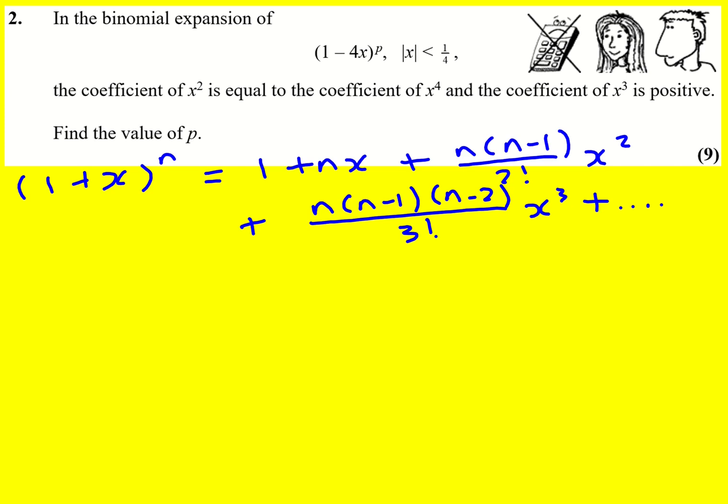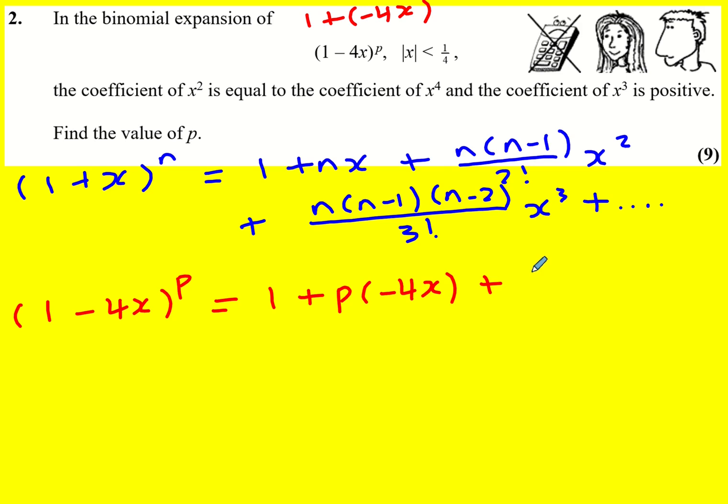So we actually want to work out what 1 minus 4x to the p is. So we just replace all the n's by p's. And this is actually 1 plus minus 4x. So replace all the x's in this first formula with minus 4x. Two factorial is just 2.